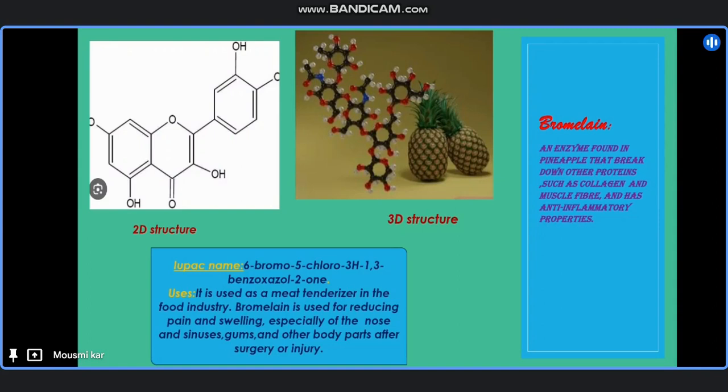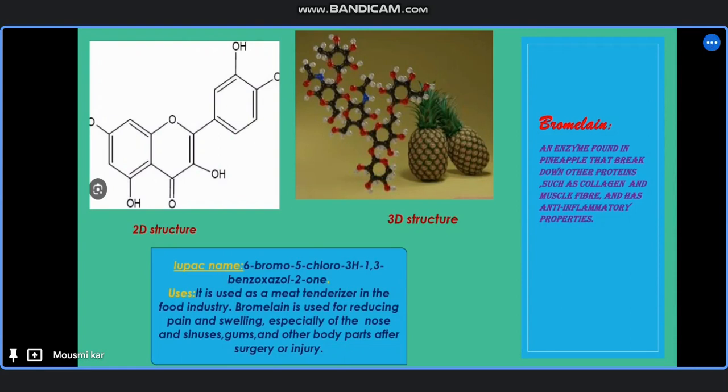IUPAC name: 6-bromo-5-chloro-3H-1,3-benzoxazol-2-one. Uses: it is used as a meat tenderizer in the food industry. Bromelain is used for reducing pain and swelling, especially of the nose and sinuses, gums and other body parts after surgery or injury.